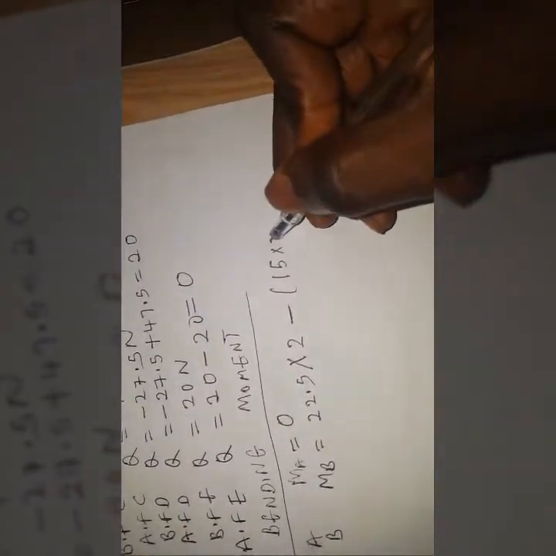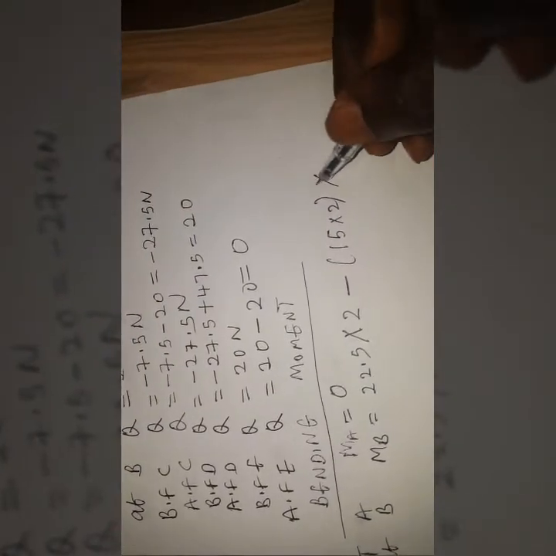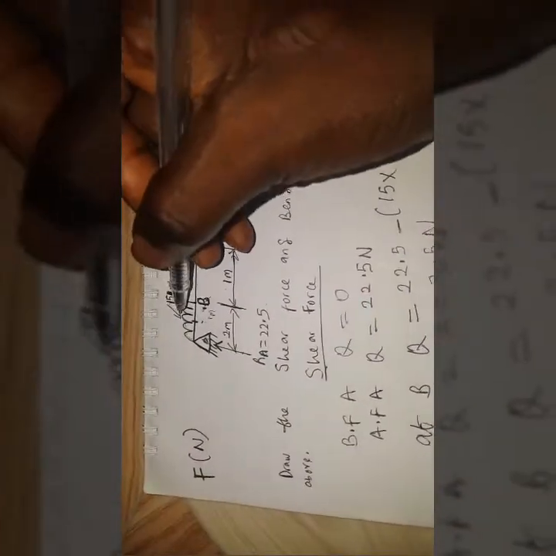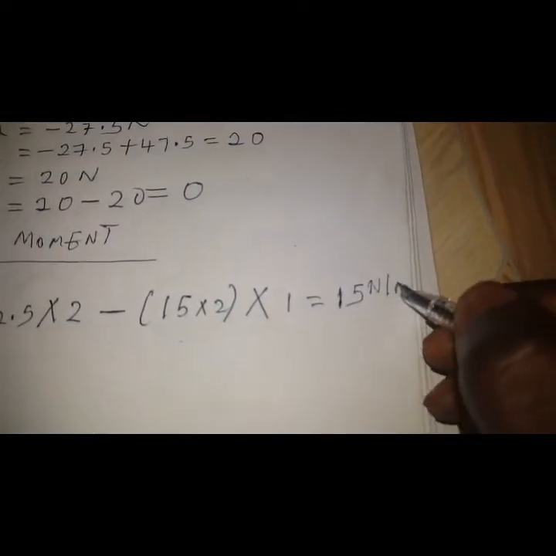So at point B, let's start at point B. Our bending moment now will be equal to 22.5, which is the force at A, times the distance to B, which is 2. 22.5 times 2 minus, we have our UDL here. The force of this UDL is 15 times 2. That's just the force, 15 times 2 in Newton. Then we multiply it with the distance. The distance of the UDL to B is 1. From here to here is 1. So times 1, which will now be getting 15, which is 15 Newton per meter.